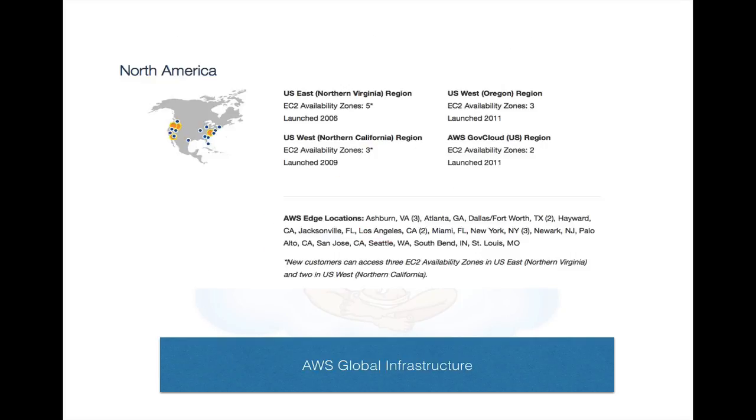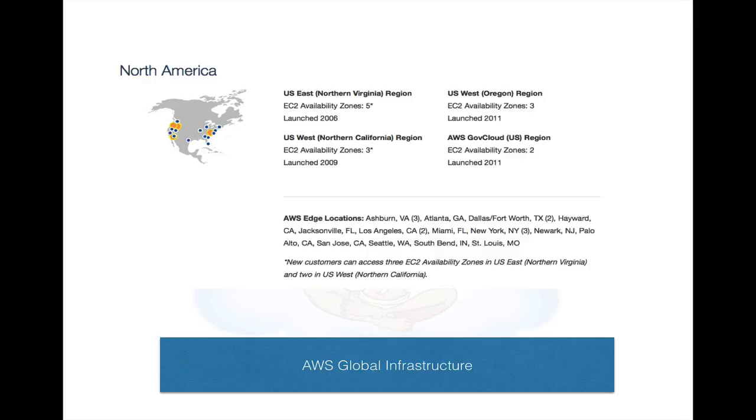Okay, so we'll just explore each geographical zone, how many regions are in that geographical zone, and then we'll have a quick look at how many edge locations there are and also how many availability zones sit within each region. So in North America, we have the US East, which is based in North Virginia. That consists of 5 availability zones.